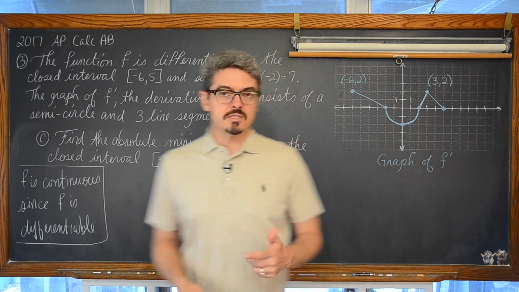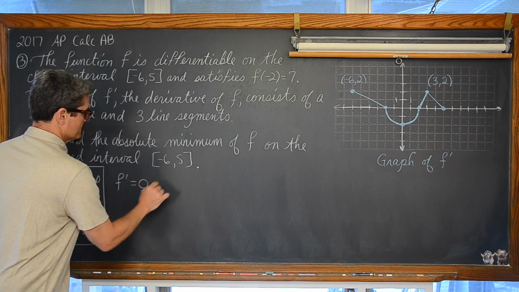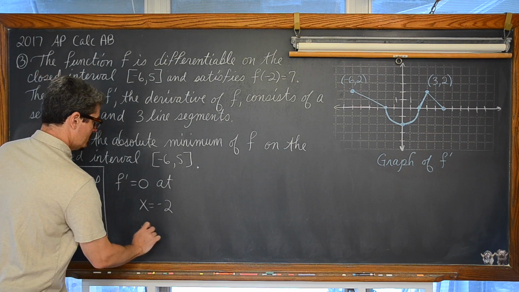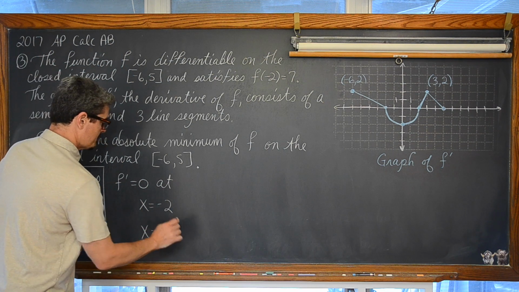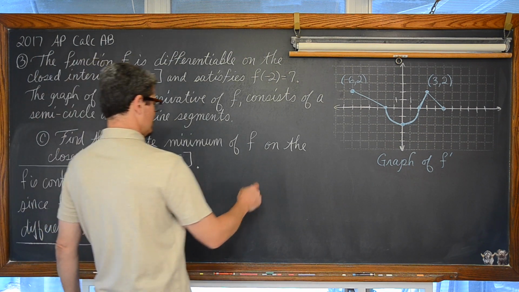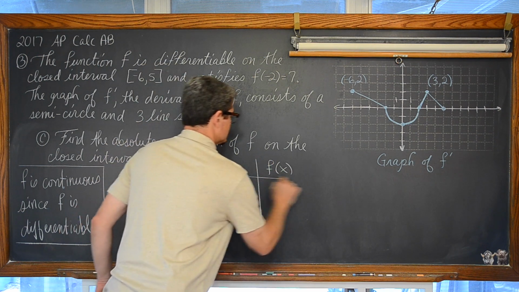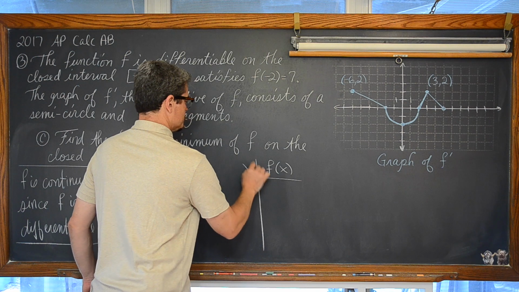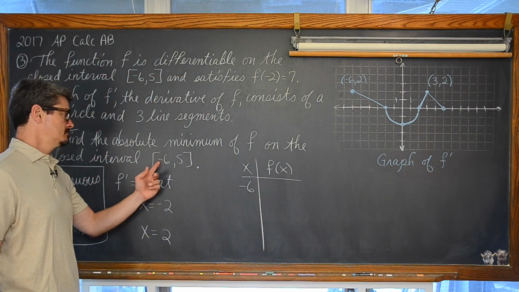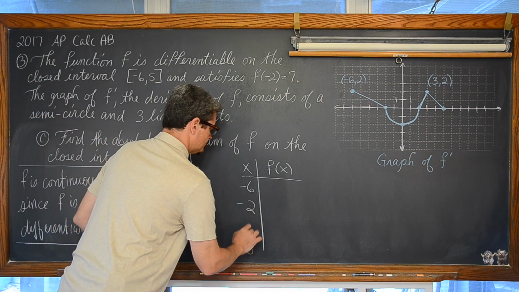Well, we can see here that f prime equals 0 at x equals -2 and x equals +2. So we need to test the value of f of x at the x values of each of the endpoints, and at each of the critical values.